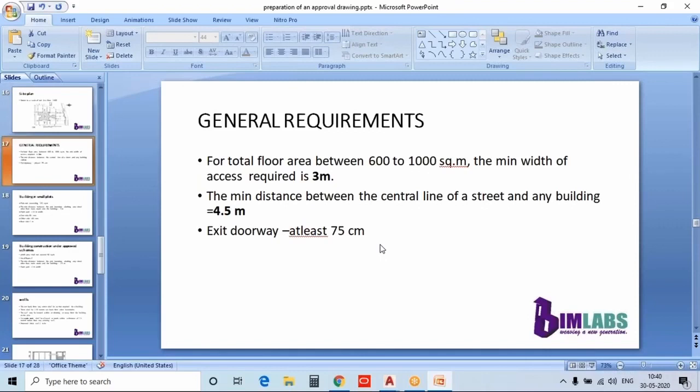That is for the building. The minimum width of access required is 3 meters, and the minimum distance between the central line of a street and any building should be 4.5 meters. And also, while planning a building, you have to give some exit doorways, and the minimum width of those exit doorways should be 75 centimeters. You cannot provide a doorway of less than 75 centimeters. The minimum width of the door should be 75 centimeters, and you can provide a width above this 75 centimeters.